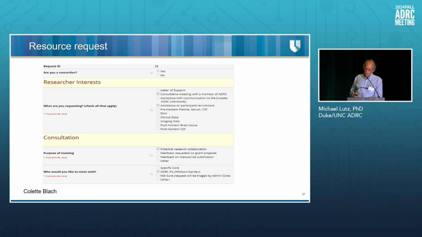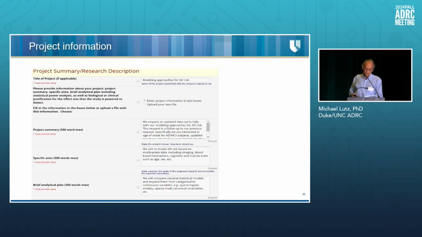The first main branching point is Are You a Researcher?, which presents two very different sets of resources to choose from. Consultation is often requested as a resource, and this can be tailored to specific cores or left general. Letters of support, which are a very common request, are handled by the system with downloads of a template and uploads of the letter for signatures. The resource request system was developed by Colette Black.